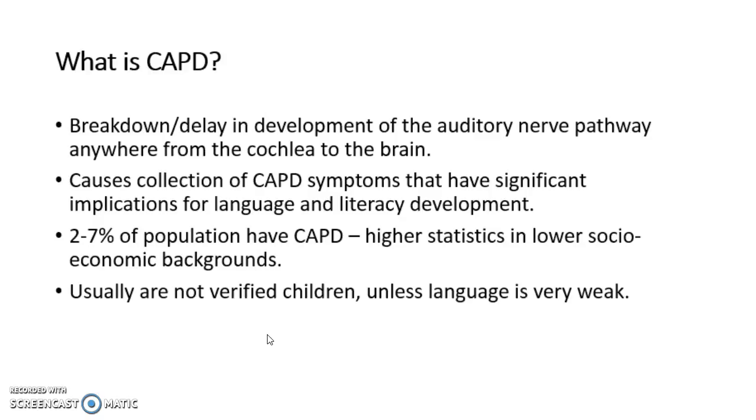Approximately 2 to 7% of the population have central auditory processing disorder. These levels are actually increasing in number on a yearly basis, and prevalence is particularly higher in children from lower socioeconomic backgrounds. Their language and literacy skills are weak, but not that weak, so these are often children that are not verified. Because there's no funding, they're the children that really require a lot of support within the classroom in order to cope with the demands of the curriculum.